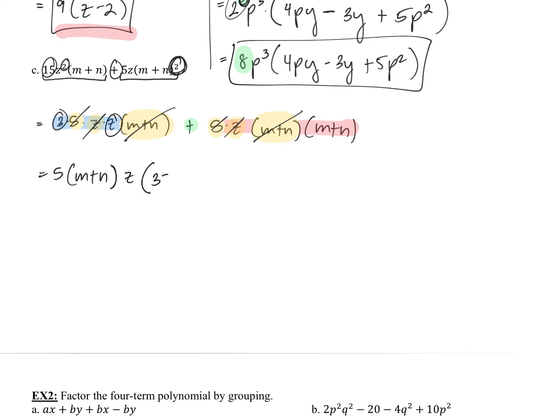3z plus m plus n. And let's simplify that out. So that's 5z times m plus n times 3z plus m plus n.